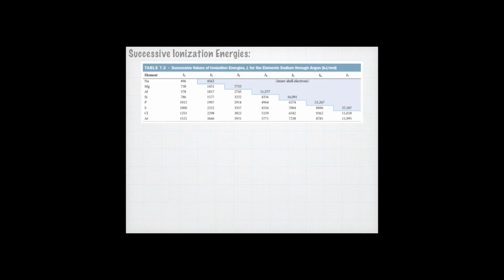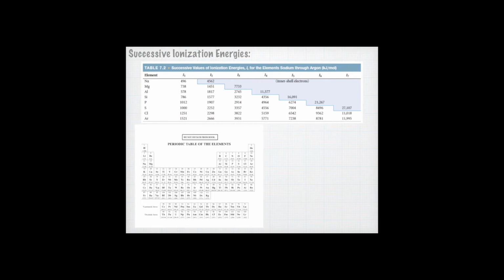What shouldn't happen, as you can see, is these sudden huge jumps in ionization energy. For sodium, it's between I1 and I2. For magnesium, between the second and the third ionization energy. We expect an increase. That makes sense as an atom becomes more and more positive. Okay, but why is there such a huge increase?